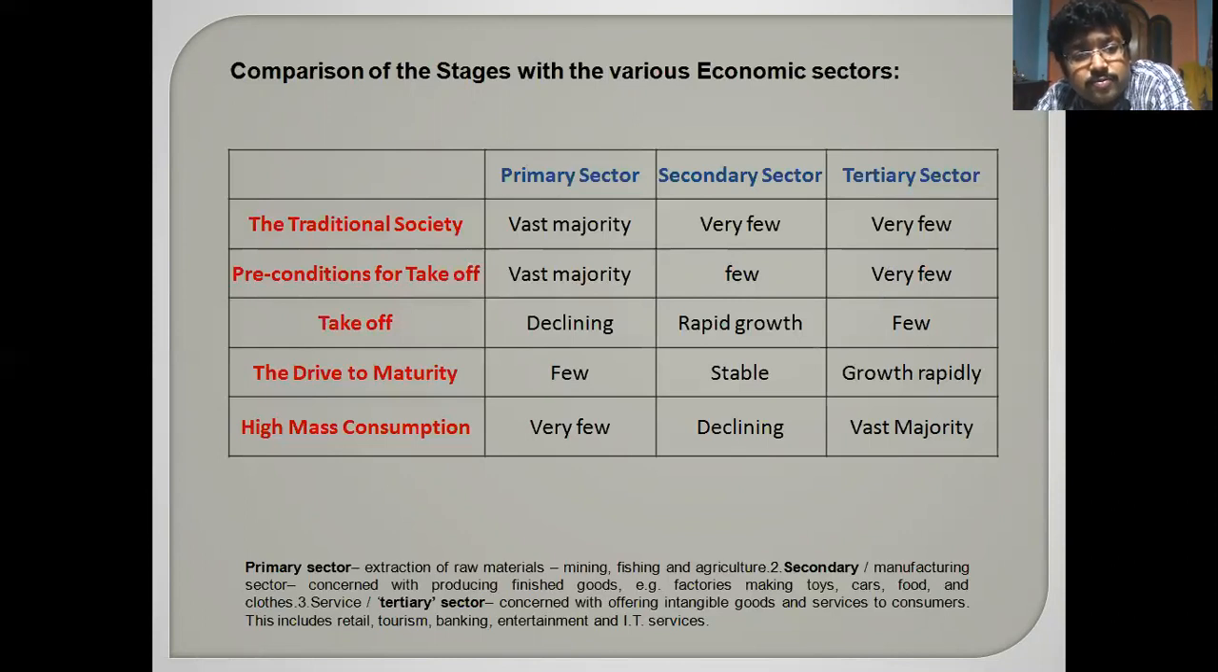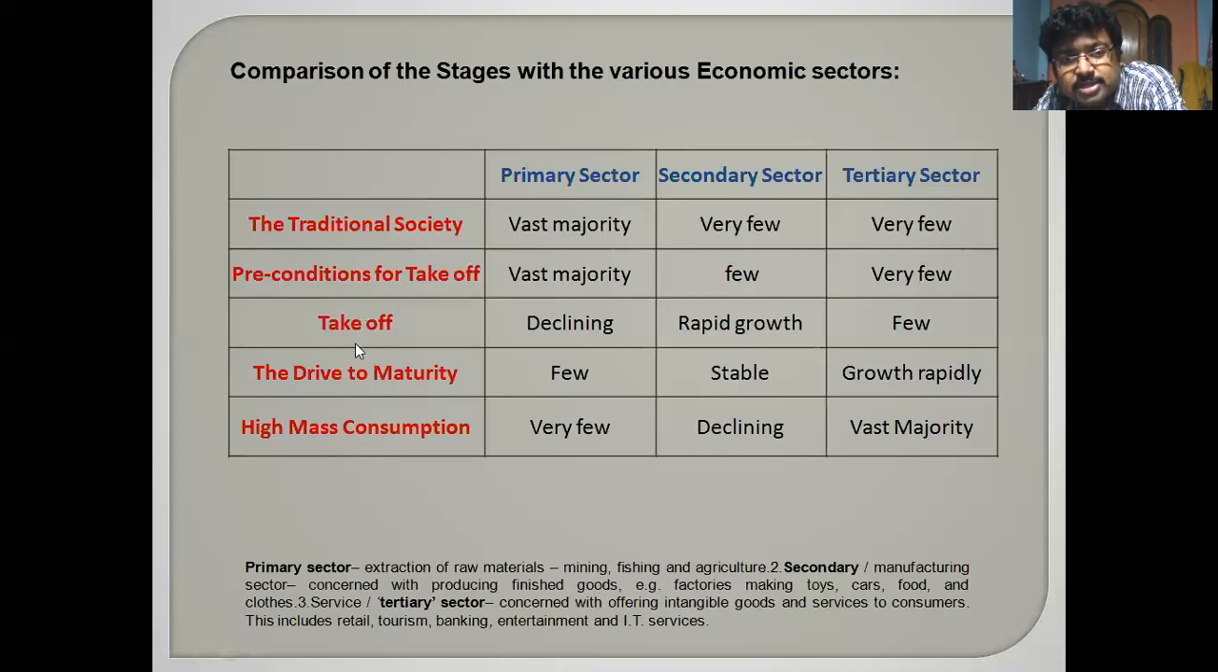And takeoff: in the takeoff stage the primary sector declines, and in the secondary sector there is rapid growth. And the tertiary sector is few. The drive to maturity: the primary sector is few, not very few. But the secondary sector is stable. But the tertiary sector has rapid growth. The tertiary sector rapidly grows in the drive to maturity. The importance of the tertiary sector you can find here.